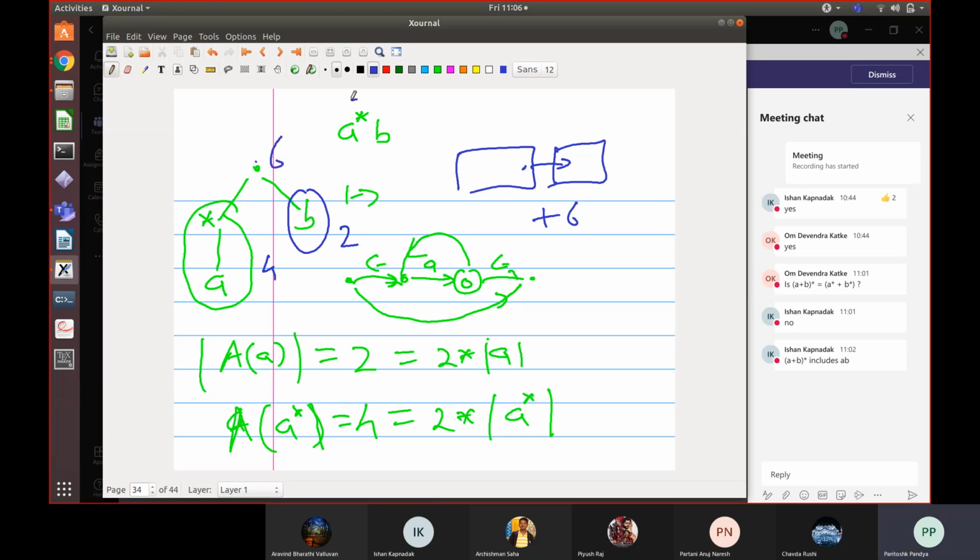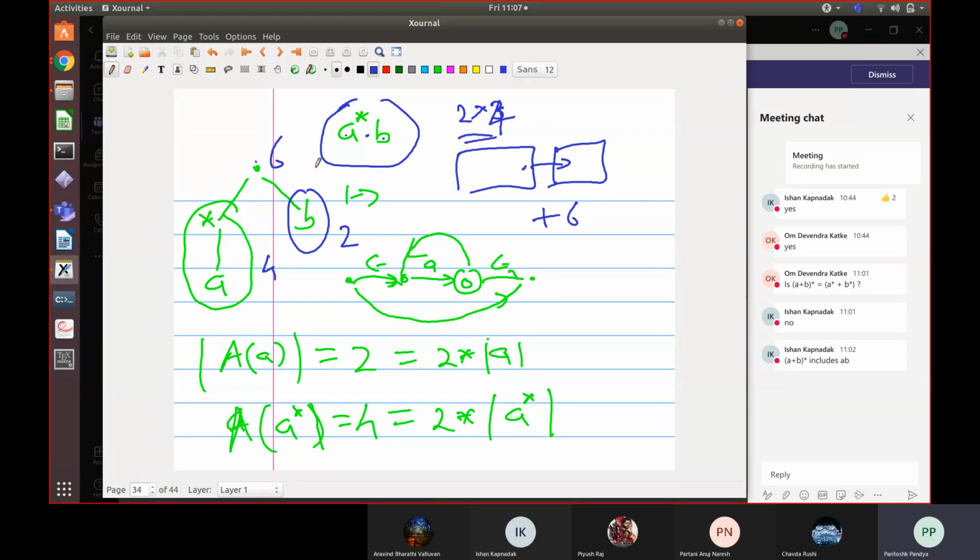But what is the size of this expression A star dot B? It is 3, right? A contributes 1, B contributes 1, and star contributes 1. And 2 times 3 is 6. So I'm always staying within 2 times the size of the expression. Actually, the size is 4 for A star dot B, so I'm allowed to use up to 8 states. But Big-O says that the upper bound is 8, and I'm actually using only 6.